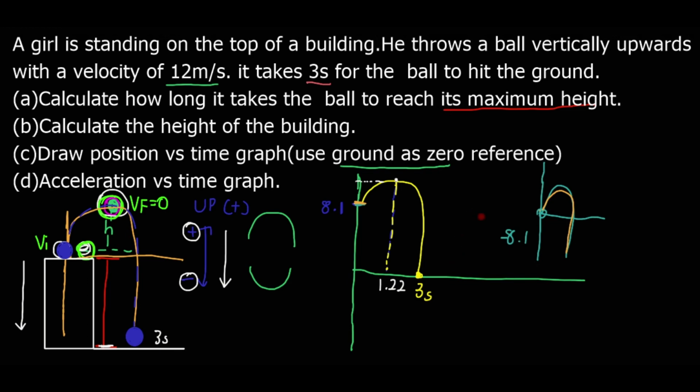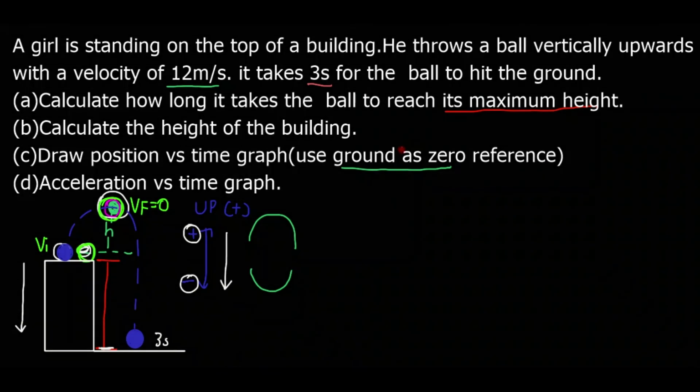Let us look at part D. Part D says draw an acceleration versus time graph. Acceleration versus time graph is always easy and straightforward. Remember our upward is positive. If upward is positive, this means our downwards is negative. And our acceleration is always downwards. This means our acceleration is negative, and negative all the way because the upward is positive.